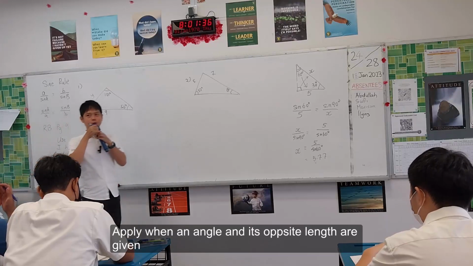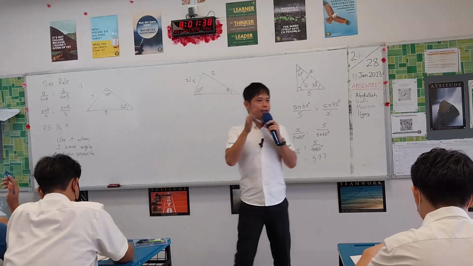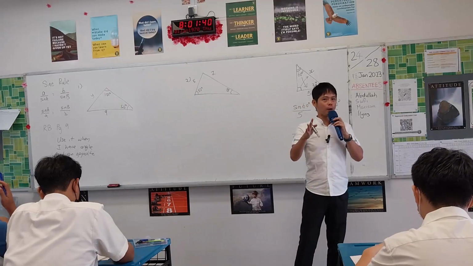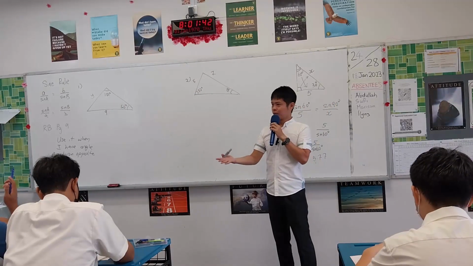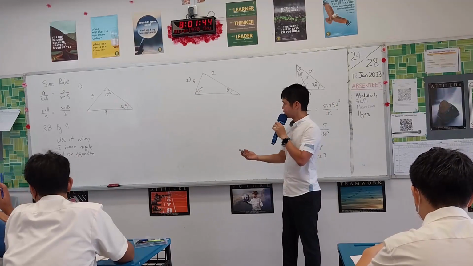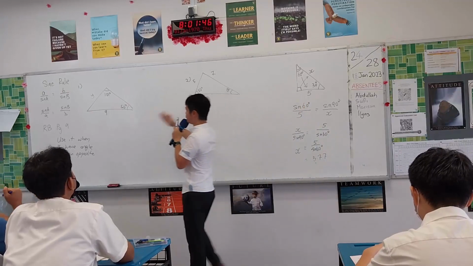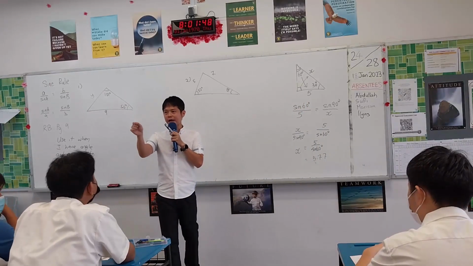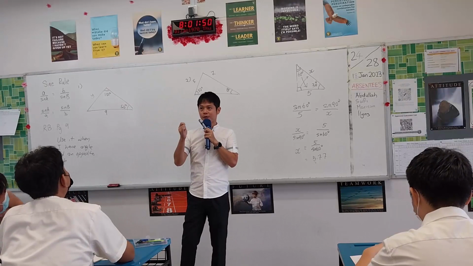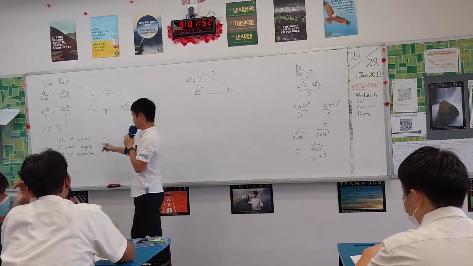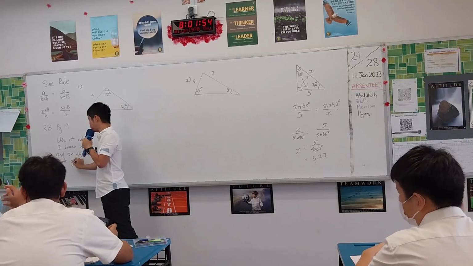Why is trigo so easy to do? As long as you know what formula to apply, most of the time you will be able to get the answers. So we look at this picture here. Do we have an angle and an opposite side given?